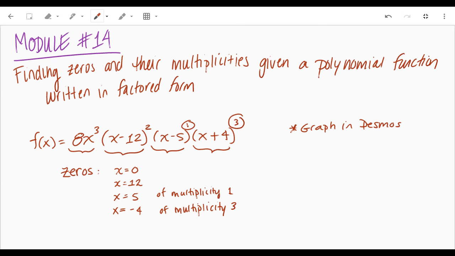Okay, and x equals 12. That guy's a factor twice, so that'd be multiplicity 2. Okay, and then your x cubed, remember, it doesn't really matter what that 8 is out front. All we really care about is that it's x cubed. So x equals 0 is a 0 of multiplicity 3. Okay, so there you go. That's how you find your zeros and their multiplicities.